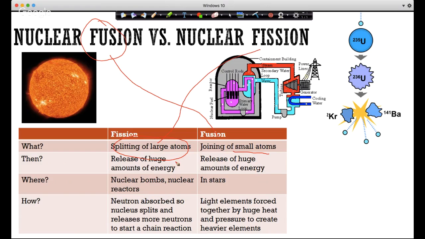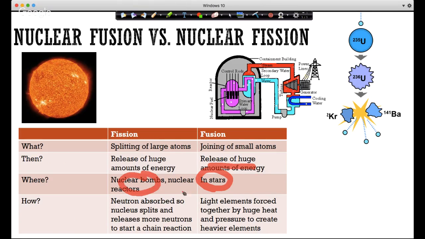Now, this is quite important: they both release huge amounts of energy. That's why we can use fission in a nuclear bomb or a nuclear reactor, because they release so much energy. That also explains why we can feel the heat from the sun millions of miles away, because of the huge amount of energy that's released from it. So fusion happens in stars, fission happens in bombs and nuclear reactors.